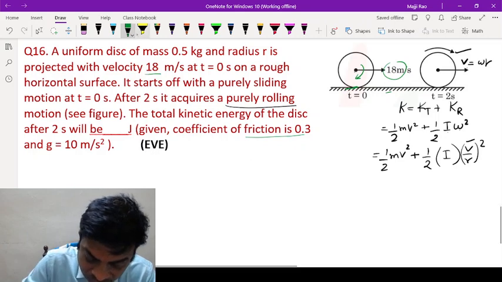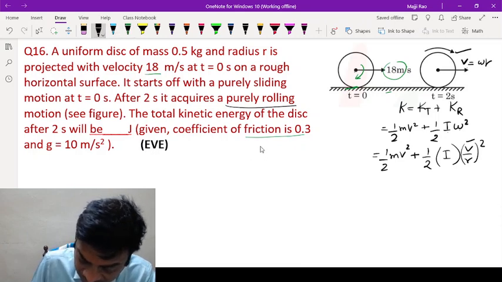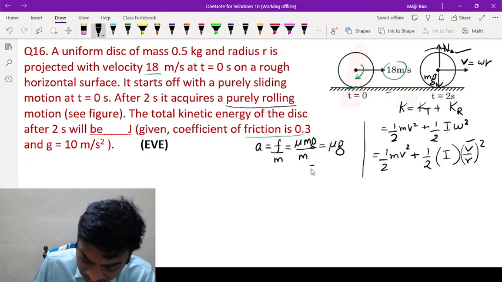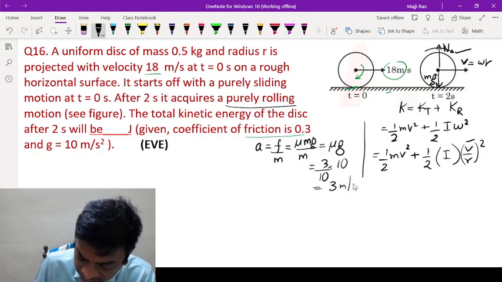Okay. So what is the retardation here? Retardation is nothing but frictional force per mass. Frictional force is mu into normal reaction. As you can see, normal reaction is balanced by weight. So you can see the retardation due to friction is mu g. Mu is 0.3, g is 10. So retardation is 3 meters per second square.